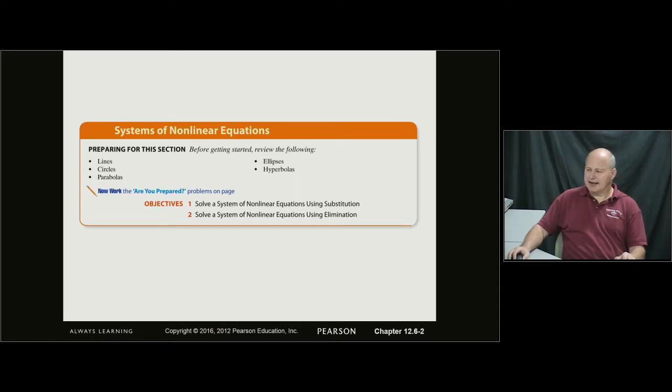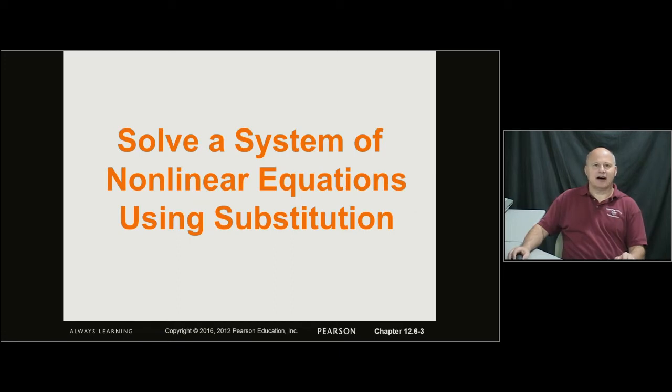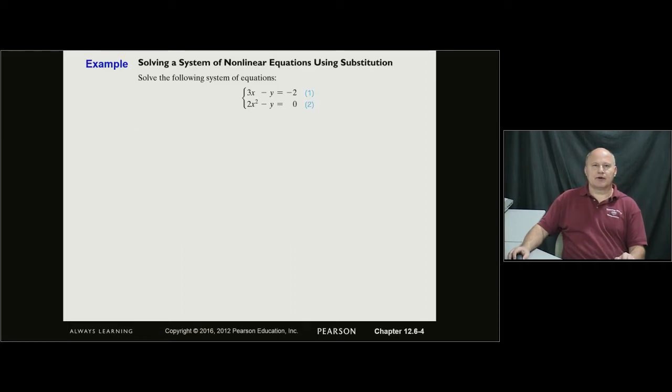So let's begin by talking about solving a system of nonlinear equations with substitution. Let's look at this by an example. What we're going to do here is solve a nonlinear system using substitution. We have 3x minus y equals negative 2. That's a line. And then we have 2x squared minus y equals 0, and that is a parabola. So it's a quadratic equation with a line.